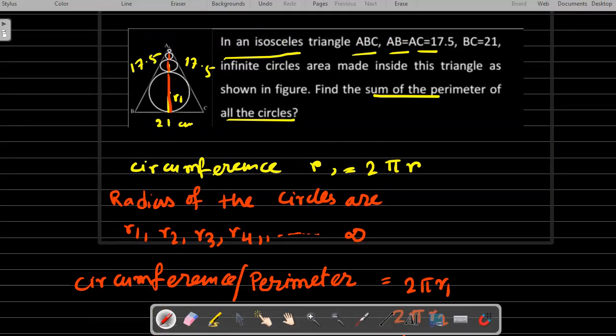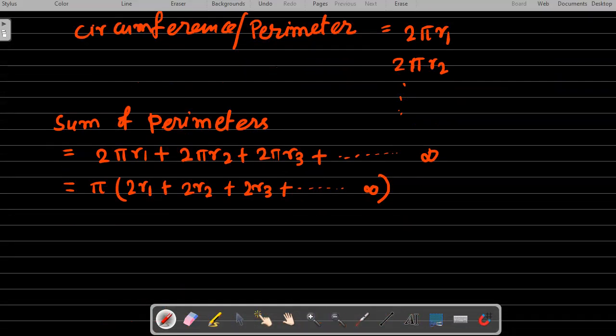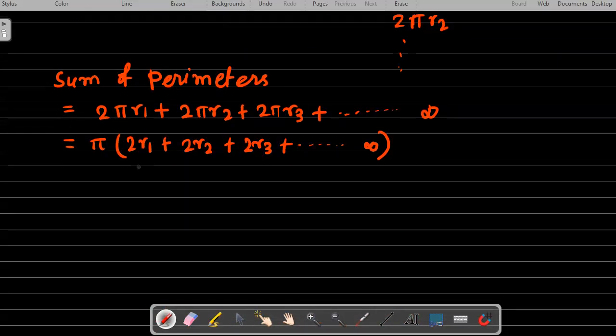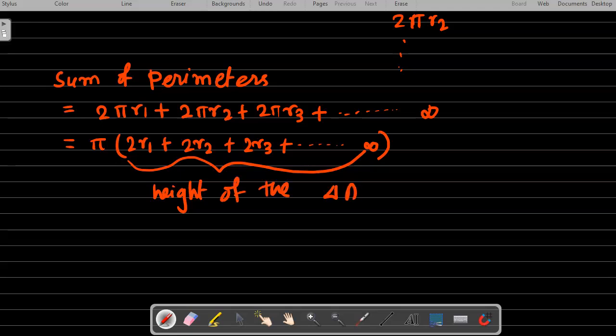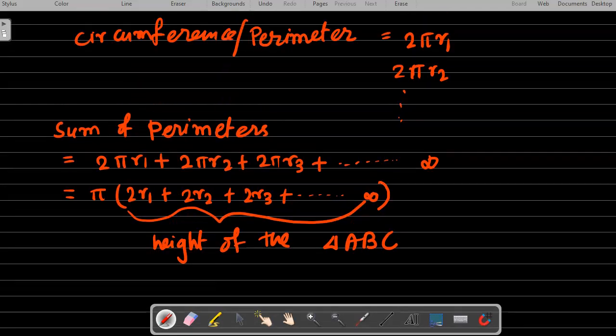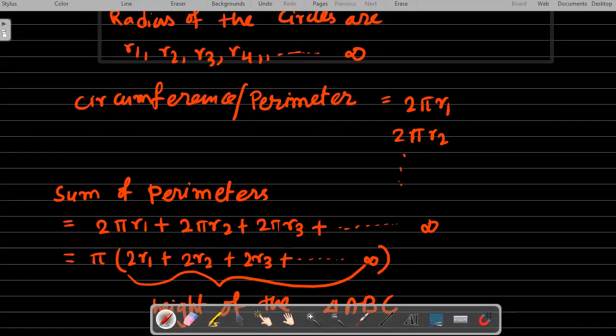Now from this figure, what is 2r1? 2r1 is the diameter of this circle, 2r2 is the diameter of the second circle, 2r3 is the diameter of the third circle, and like that. So if we add all the diameters, you get the height of the triangle. So this sum of these diameters is equal to the height of the triangle ABC. Now let's find the height of the triangle ABC.